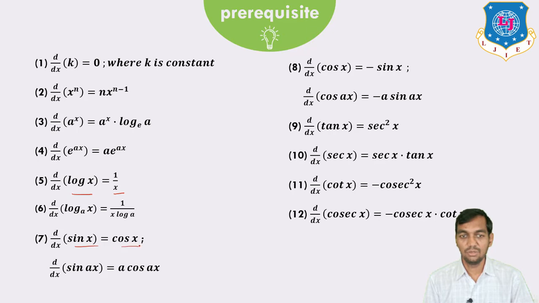Sine has a derivative cos, that means sine ax has a derivative a cos ax. In the same manner, cos has a derivative minus sine, so cos ax has a derivative minus a sine ax. In the same manner, tan has a derivative sec square, sec has a derivative sec x into tan x, cot has a derivative minus cosec square, and cosec has a derivative minus cosec x into cot x.